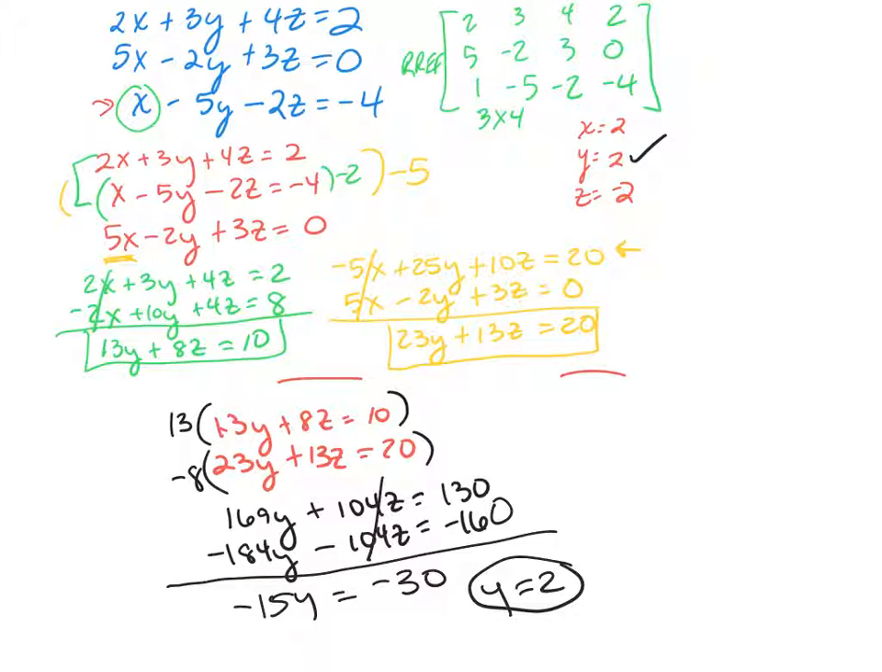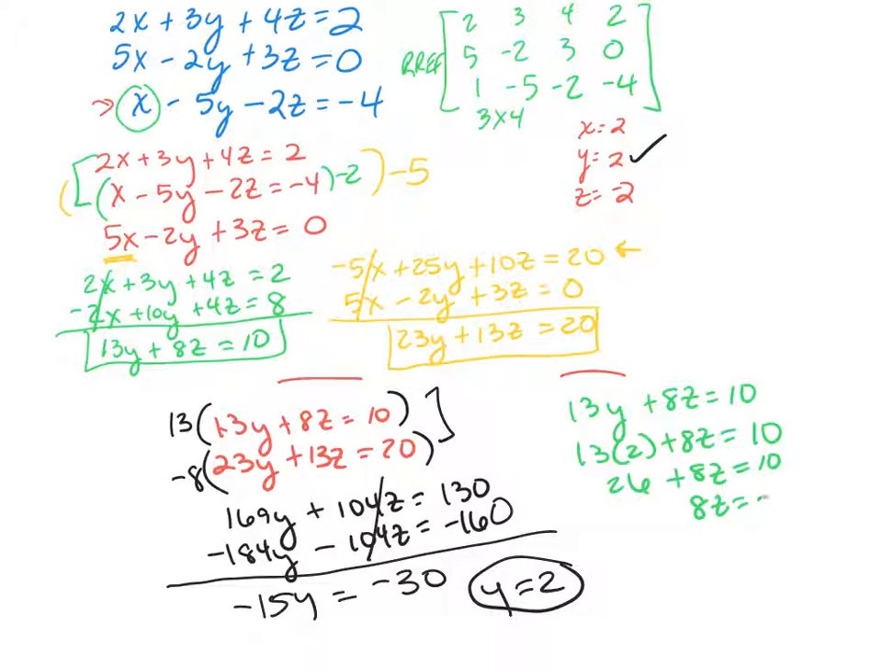Now to find the z, you use one of these two equations and plug in that 2. So we're going to do that. We have 13y plus 8z equals 10. 13 times 2 plus 8z equals 10. 26 plus 8z equals 10. 8z equals negative 16. I'm just letting the math take me there. And z equals negative 2. I'll go up here. Looks good to me.